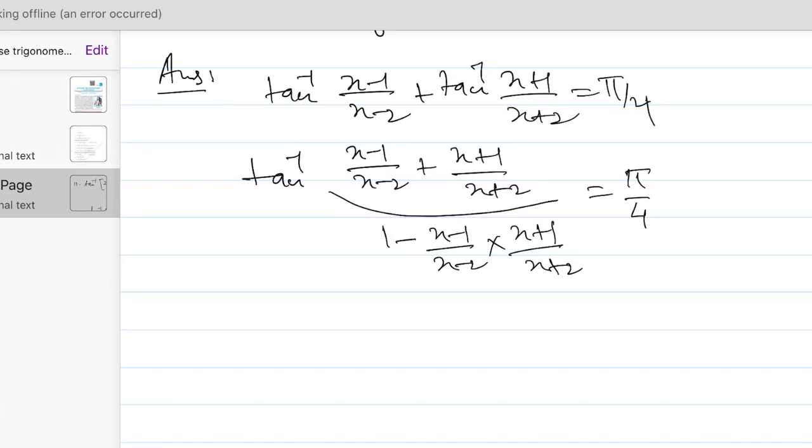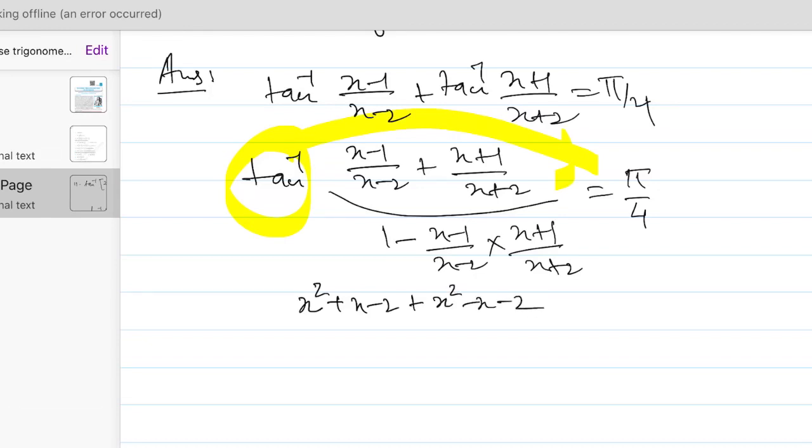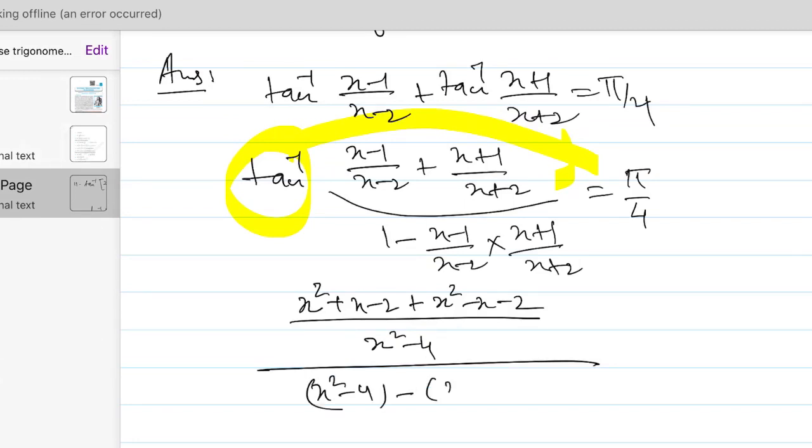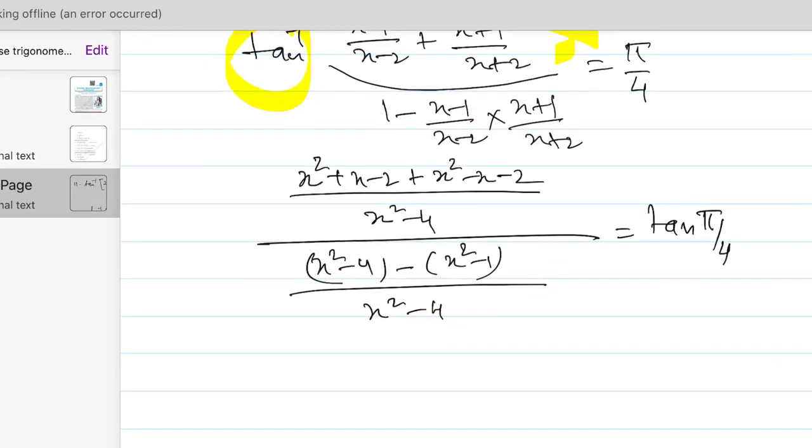Pi by 4. So transposing this tan inverse x to this side, meaning taking the tan on both sides, this side it will get cancelled and that side we will add tan of pi by 4. Numerator will become x square plus x minus 2 minus x square minus x minus 2, divided by x square minus 4, divided by x square minus 4 minus x square minus 1 divided by x square minus 4 is equal to tan of pi by 4.